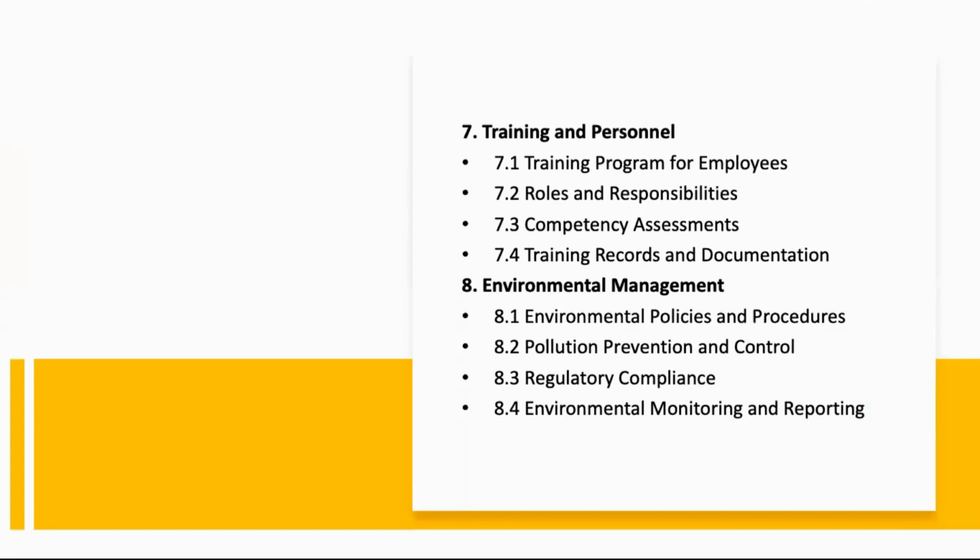Then comes part 7, which is regarding training and personnel, which is very important because chemicals are being used in your plant. So training of your employees is very important. In this section, in 7.1, you will provide the training program for employees. If you have any training program which exists in your plant, you will give the details here in this subsection. 7.2, roles and responsibilities regarding the training.